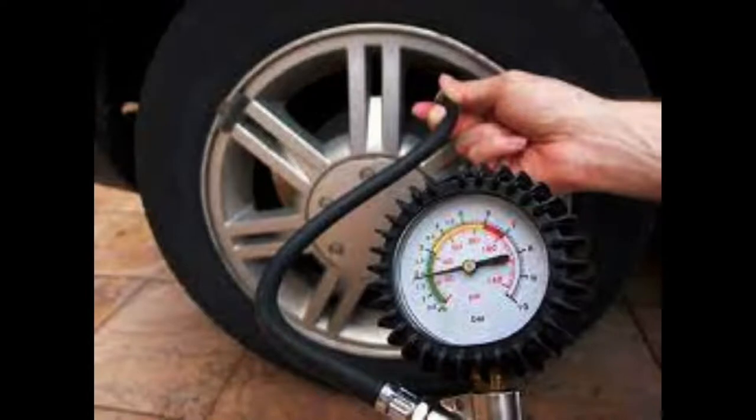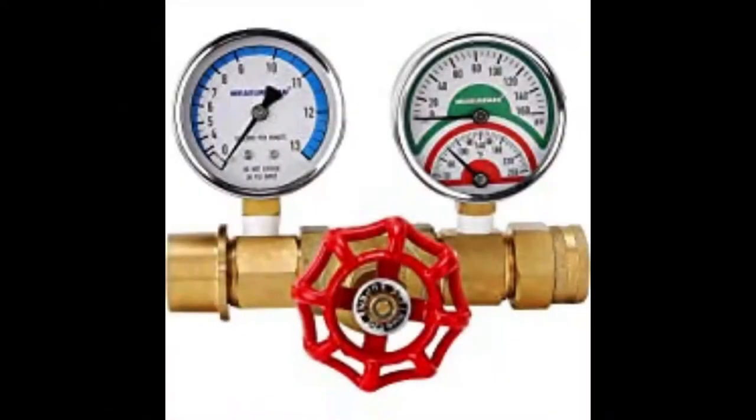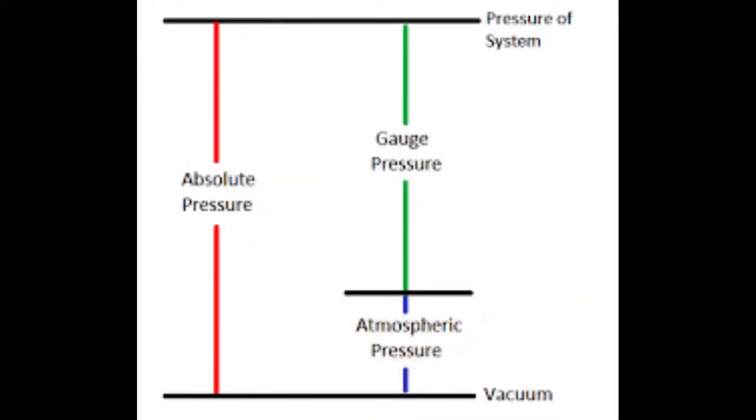Gauge pressure. The reading of the pressure gauge is known as gauge pressure. It is possible to have a negative value for the gauge pressure if the measured pressure is less than the atmospheric pressure. Absolute pressure is equal to gauge pressure plus atmospheric pressure. The above relation is used for pressure above atmospheric pressure.